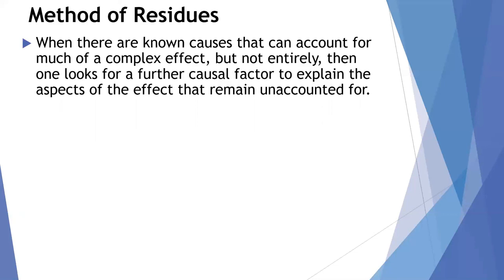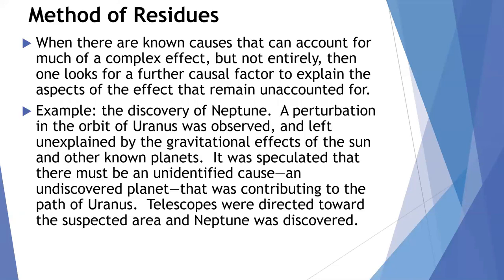Now, again, it may help to understand what we're talking about with an example. So consider this example, the discovery of Neptune. Here they were observing the orbit of Uranus, and a perturbation was observed, a little blip that was unexpected. It was left unexplained by the gravitational effects of the sun and of the other known planets at the time. And so it was speculated that there must be an unidentified cause, an undiscovered planet that had some gravitational effect on Uranus. So it was contributing to the path of the orbit that it took.